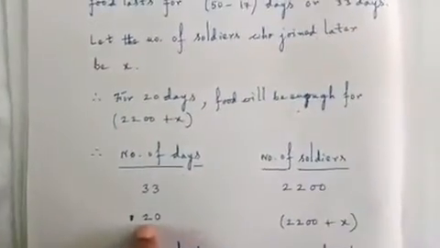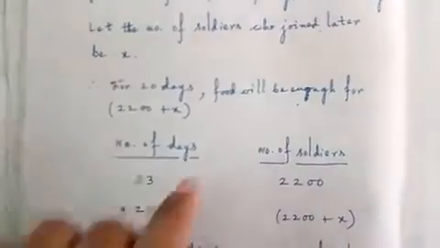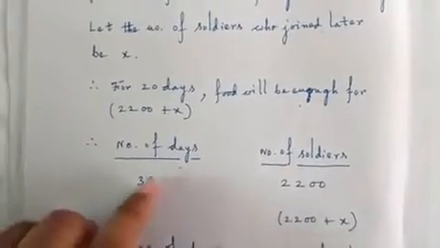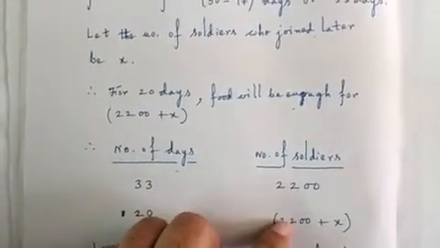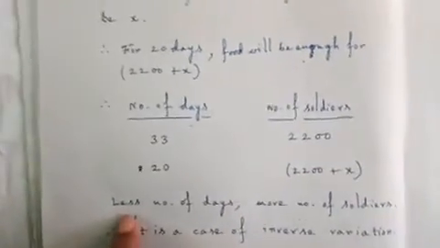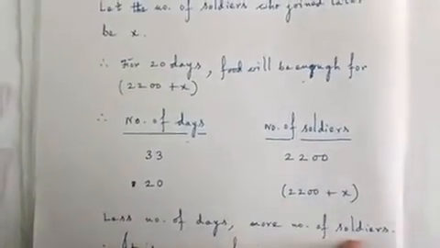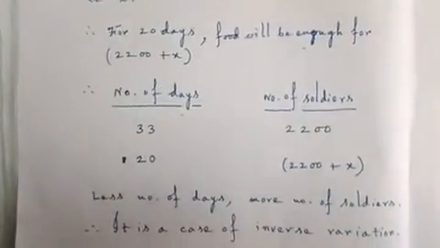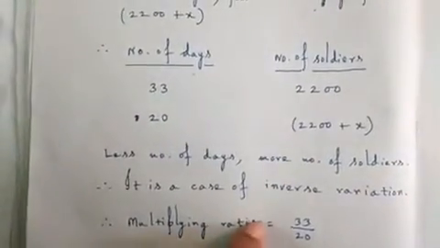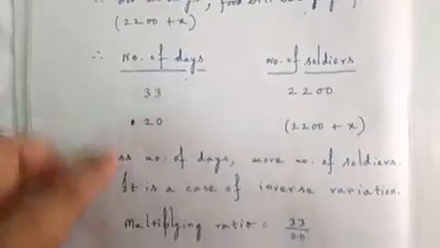After the new soldiers came in, the number of days will become 20 days. That means after 17 days, 20 days. But the number of soldiers is increasing, while the number of days is decreasing. So less number of days, more number of soldiers. So it's a case of inverse variation. Multiplying ratio will be directly 33 by 20. No reciprocal because it's inverse variation.